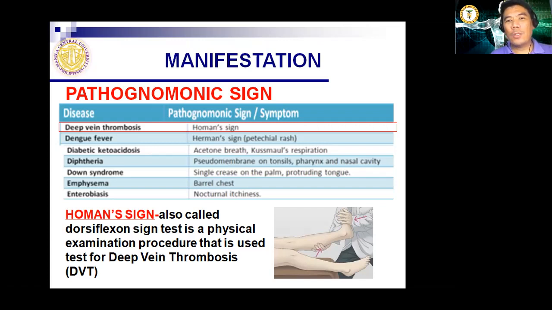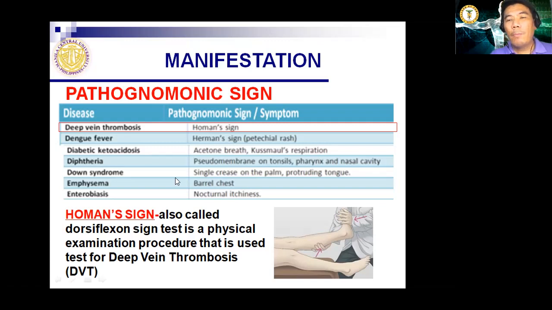How about diabetic ketoacidosis? You will just remember, in diabetic ketoacidosis, there is acetone breath. If you smell the odor of the acetone, it's like a fruity breath. This is an indication of diabetic ketoacidosis. Next, diphtheria. Usually there is pseudomembrane. What do you mean by pseudomembrane? When the tonsils are checked, they are really inflamed. The nasal cavity has redness, and usually up to the pharynx there is redness. The pseudomembrane we're talking about is lesions or sores on the tissues, from the tonsils, the pharynx, the nasal cavity. That's diphtheria.